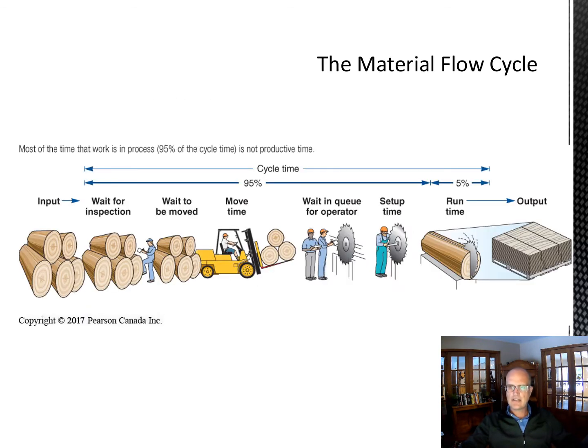And this really sort of articulates a little bit why we need that inventory. Is there are lots of, in the material flow cycle, and this is just a timber mill as an example, there are all sorts of different steps, 95% of it that's not productive, that we need to have inventory to allow us to make sure that at all stages we have stuff ready to go that allows us to continue the process moving forward.